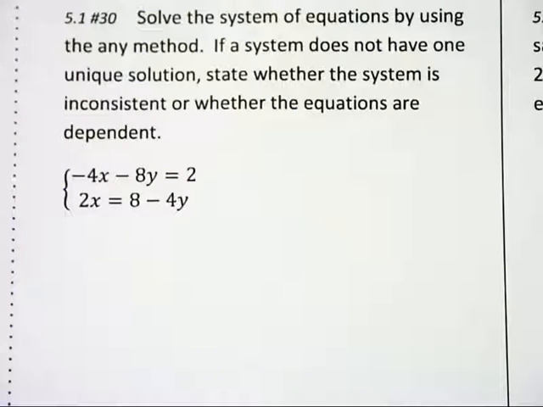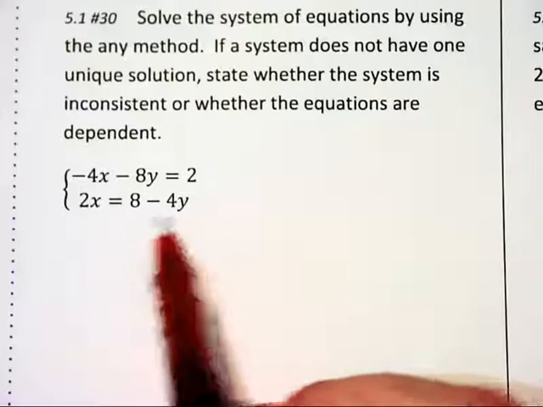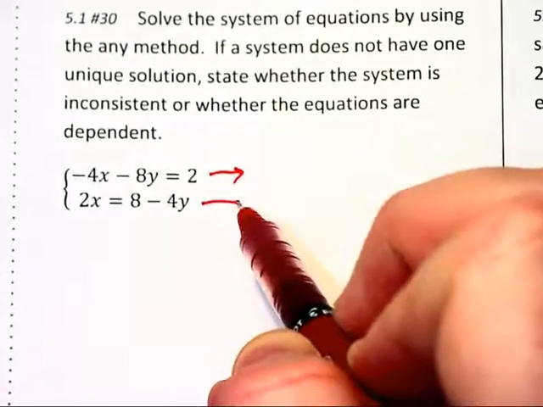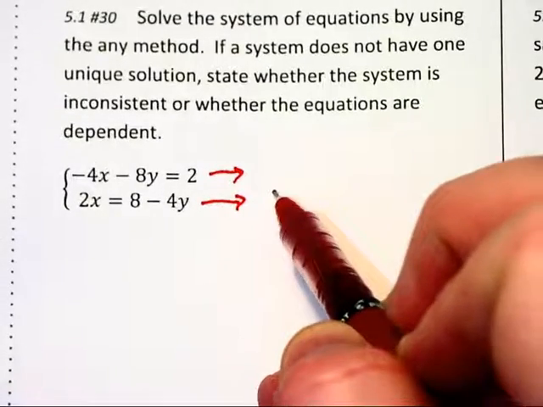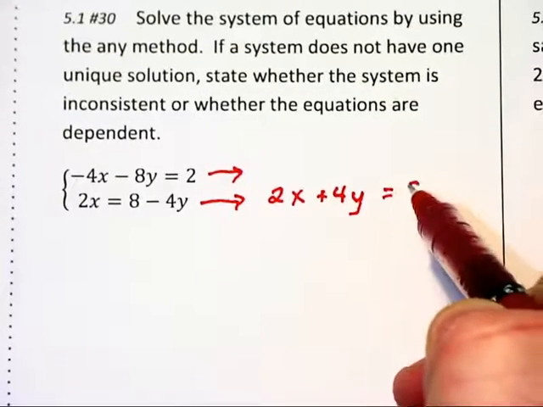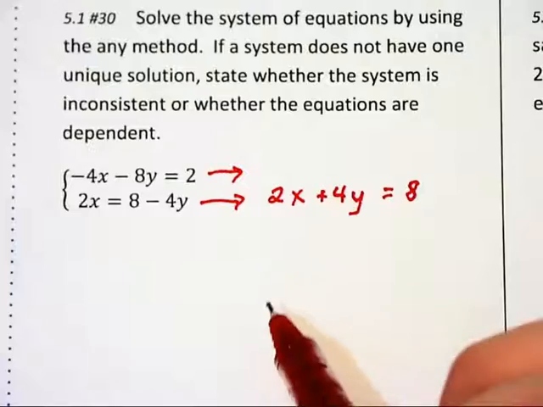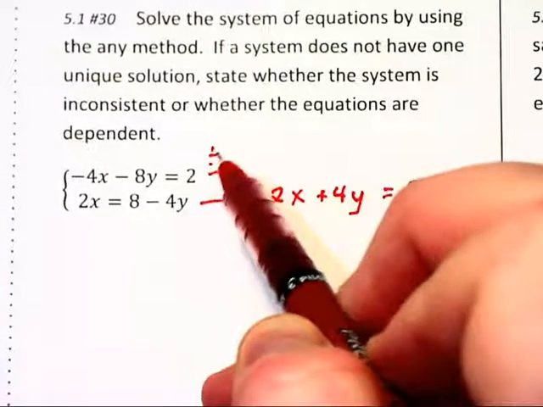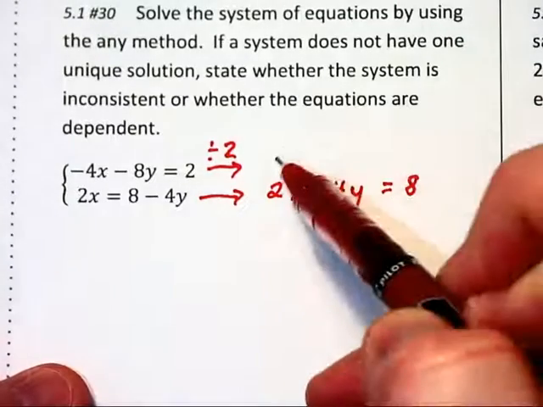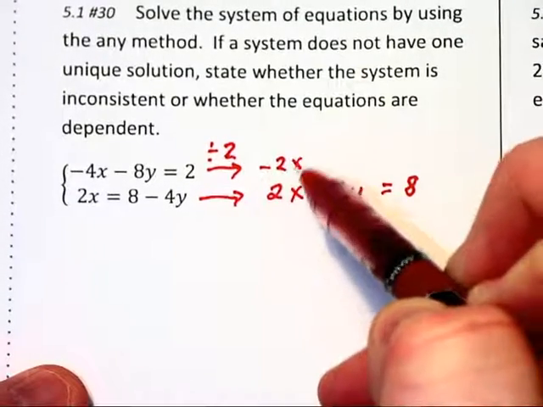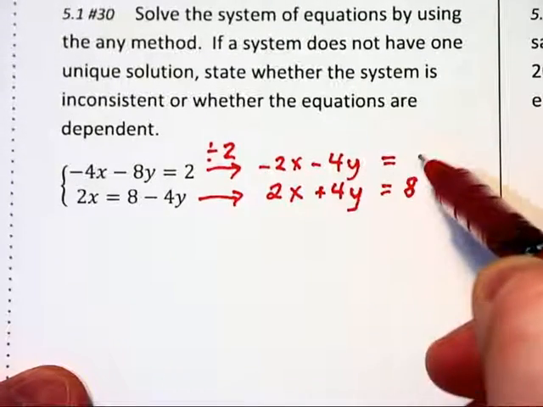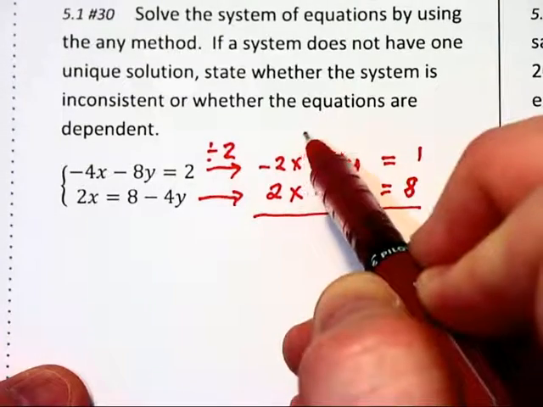Okay, we have another system to solve, and we notice that the second equation is not in standard form. So let's line these up. That second equation is going to become 2x plus 4y is equal to 8. And I'm just thinking to myself, instead of just bringing the first equation over, let's divide by 2. That will give us negative 2x minus 4y is equal to 1, and that will help us to eliminate the x's.